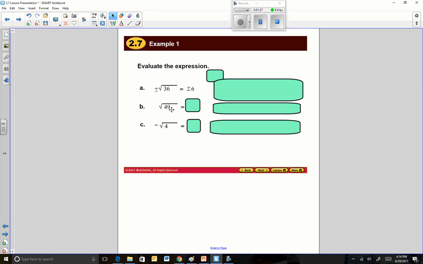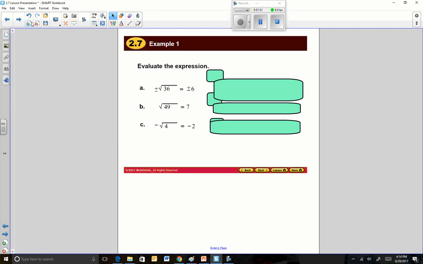Square root of 49. Well, 7 times 7 gets you 49. It has nothing written in front, so you're to assume it wants the positive root. So it's positive 7. If you have a negative out in front, you're to assume that they want the negative root. The square root of 4 is 2, but they want the negative of it, so your answer is negative 2. Let's take a look at some questions for you to answer.